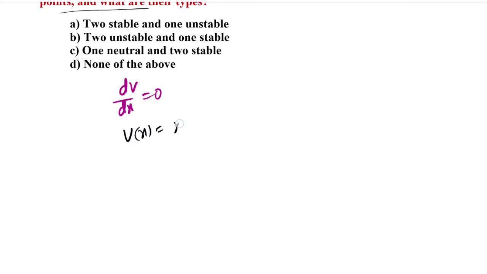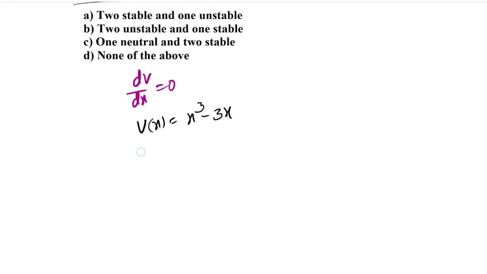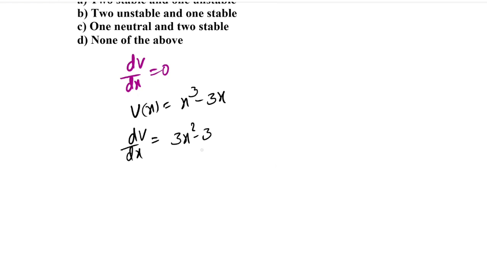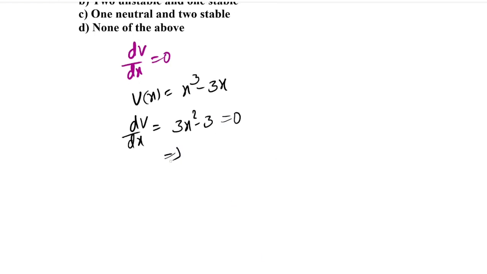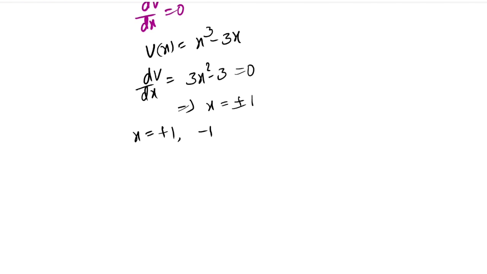V of x is equal to x cube minus 3x. So then dV by dx is equal to 3x square minus 3. Okay. So equating to 0 will yield x is equal to plus or minus 1. So now we have 2 points, plus 1 and minus 1. Now we have to see the behavior of the system at these 2 points.